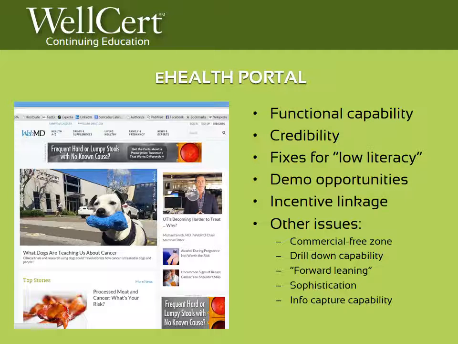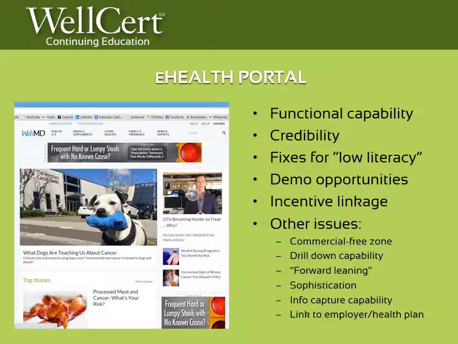And the info capture capability. Can we in fact see where people are going, see what topics they're looking into, how long they spend in various locations, what the sequence of clicks and click routes are through the website. So a lot of that info capture capability is also part of the functional value that the eHealth portal can potentially bring. And the link to the employer and or health plan websites.